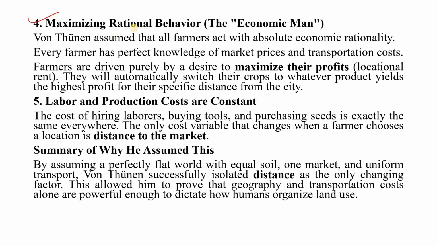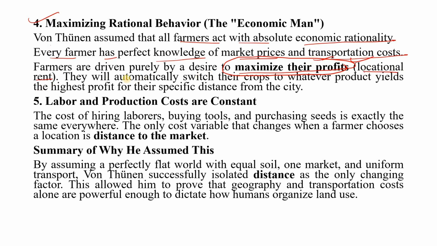The fourth assumption is maximizing rational behavior. The economic man. Von Thunen assumed that all farmers act with absolute economic rationality. Every farmer has perfect knowledge of market prices and transportation cost. Farmers are driven purely by a desire to maximize their profit. What is the desire of the farmer? To maximize the profit. You have to keep this in your mind.